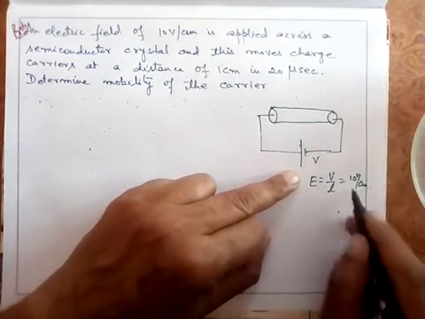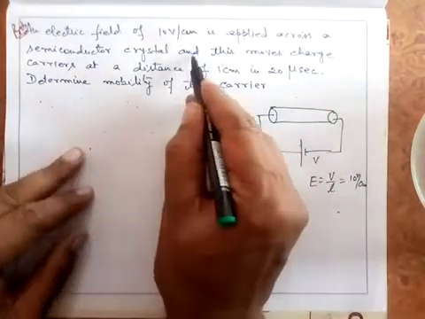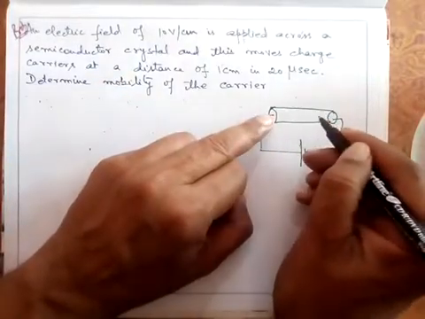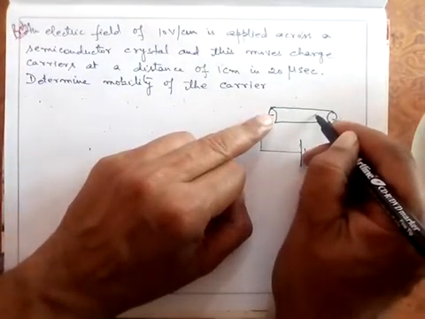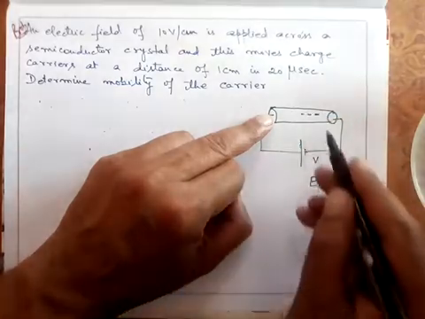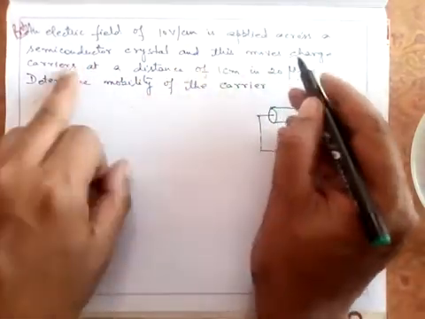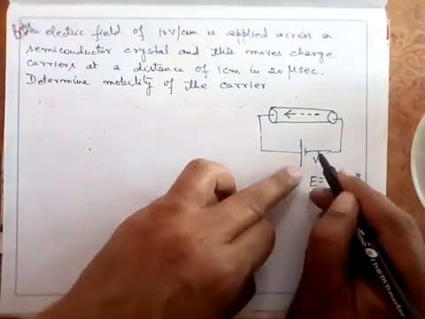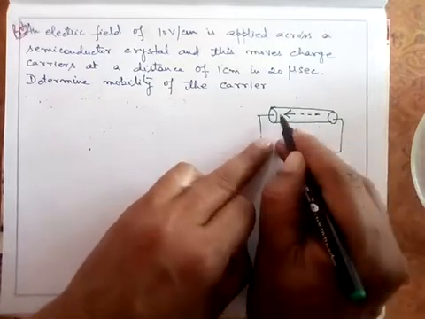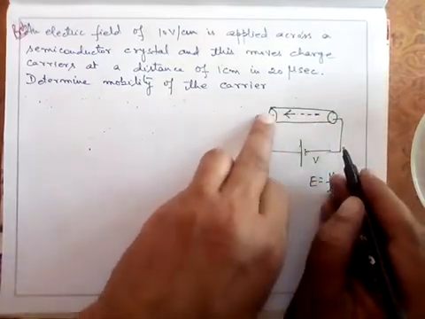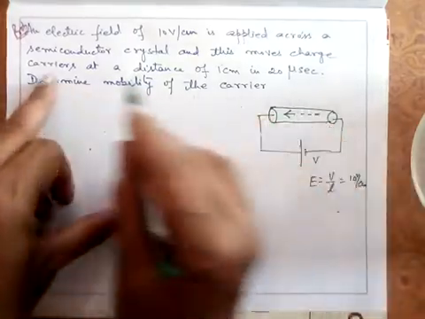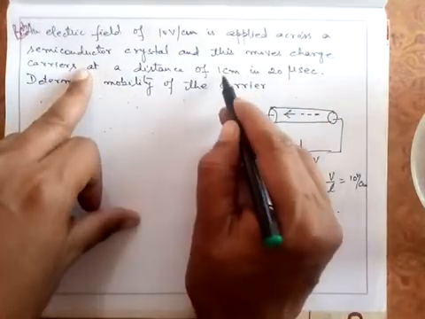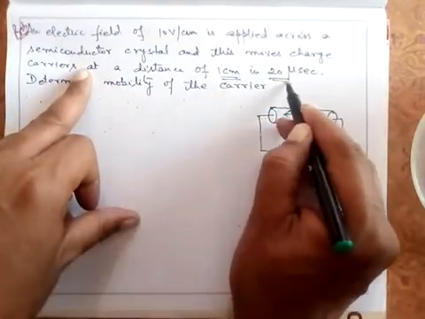10 volt per centimeter is applied across a semiconductor, and this moves the charge carriers. See, this semiconductor will have some charge carriers. It will have electrons and holes. Suppose I am talking about electrons only. So it says that this moves the charge carriers a distance. Naturally, by the application of this electric field, these electrons will drift with a certain velocity, or they'll move a certain distance in certain time. It says these charge carriers move a distance of 1 centimeter in 20 microseconds.